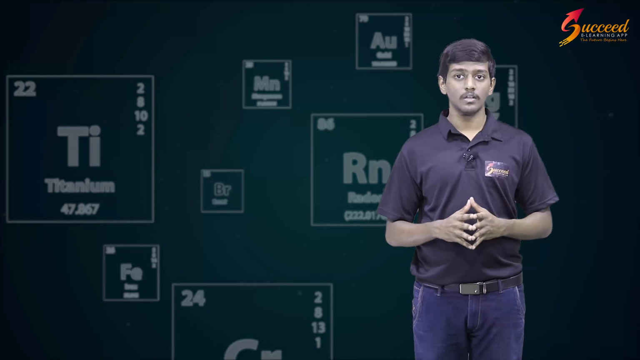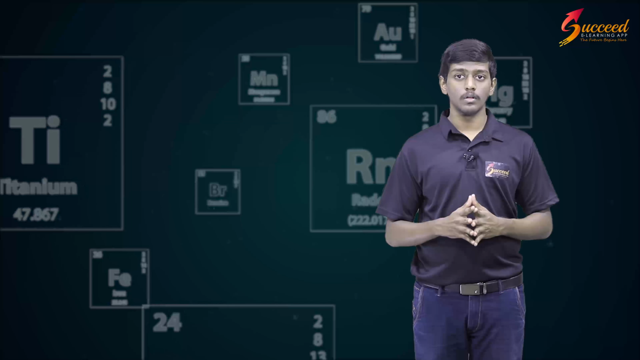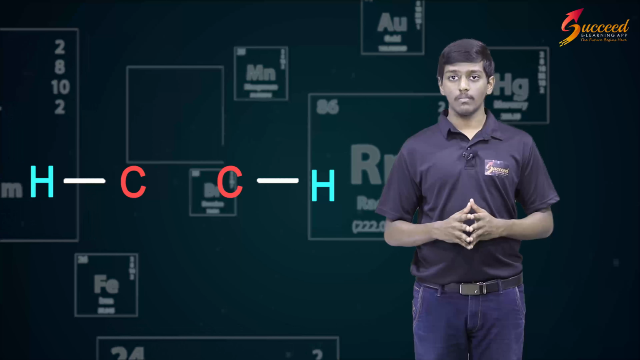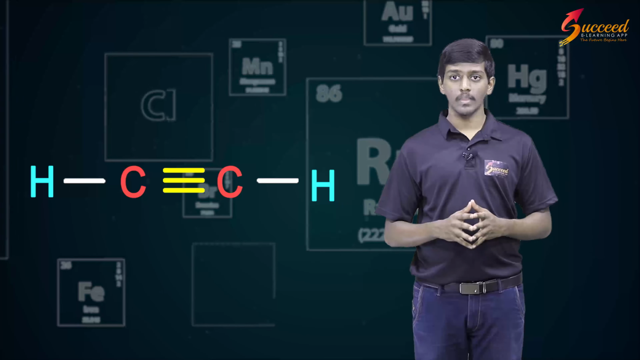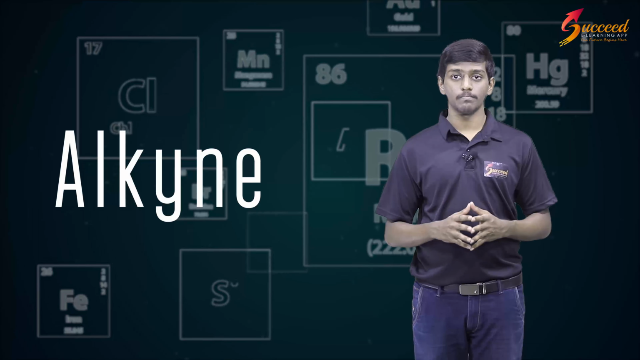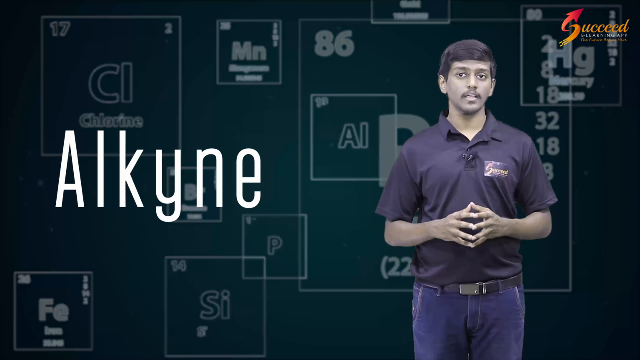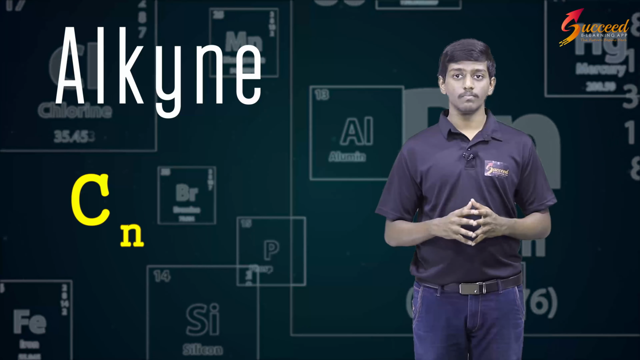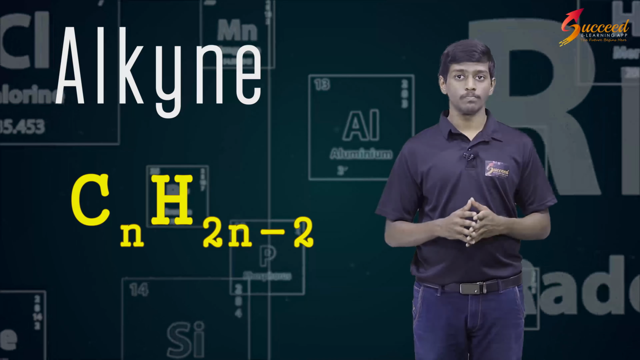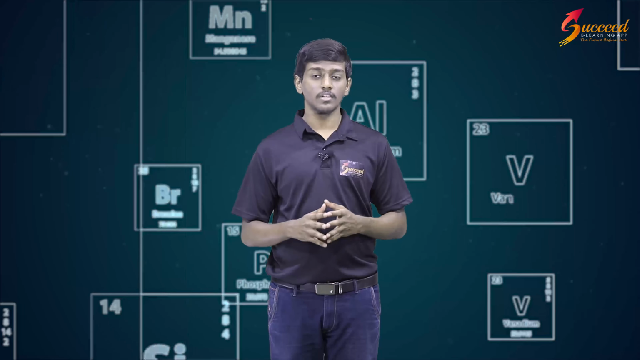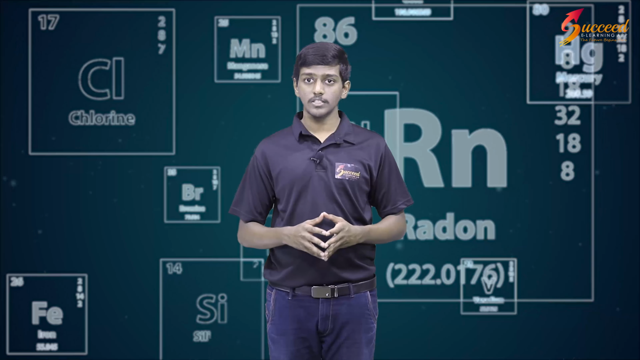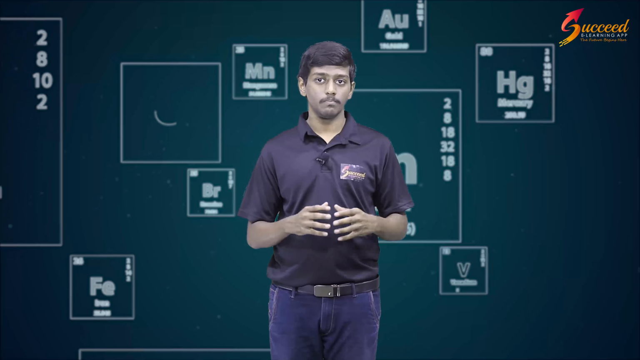Now let us see what about third bond. When the carbon-carbon atom has a triple bond between them, they are called alkynes, and they satisfy the general formula CnH2n-2. In all these cases, n stands for number of carbon atoms present in the compound. Now let us see the structure of carbon atoms containing more than one carbon atom. Let us look into this table.